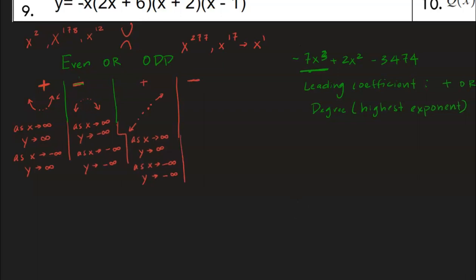With a negative leading coefficient, we're going to treat it like a negative slope, like that. Okay, as x approaches positive infinity, y approaches negative infinity. As x approaches negative infinity, y approaches positive infinity.